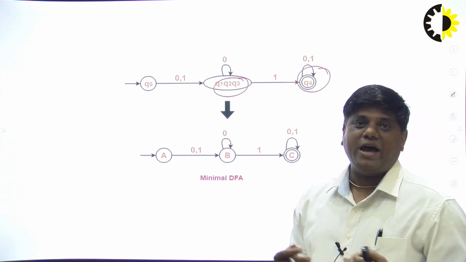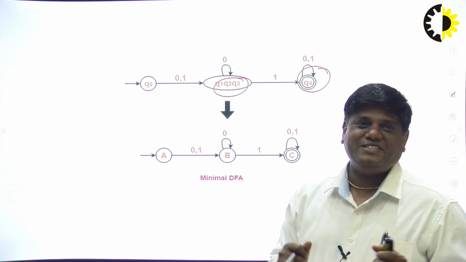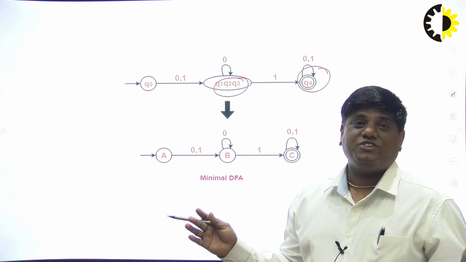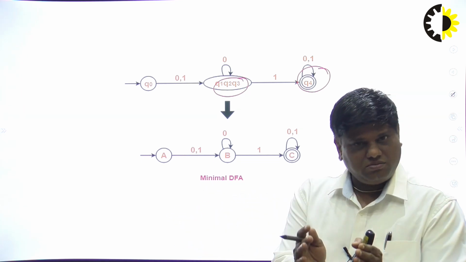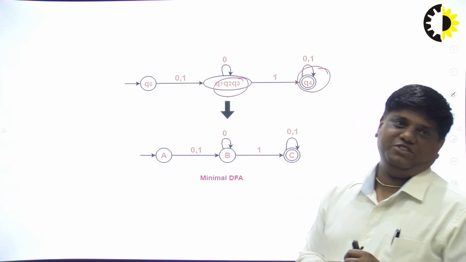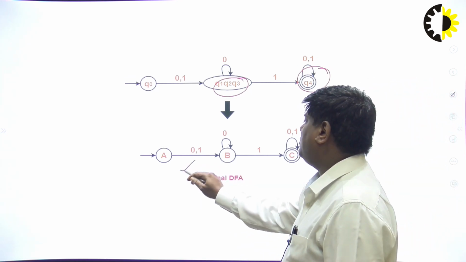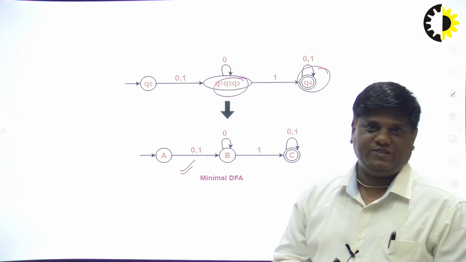So that is the magic of the minimization of a DFA: the number of states is minimized into a small number of states. So this is your final answer. I think it is better understanding.